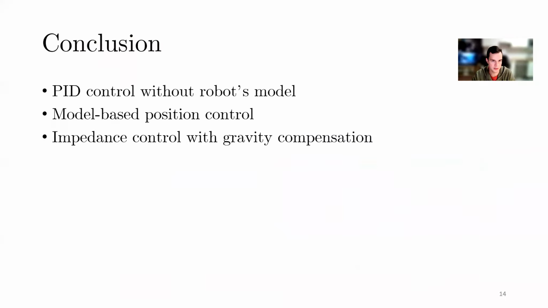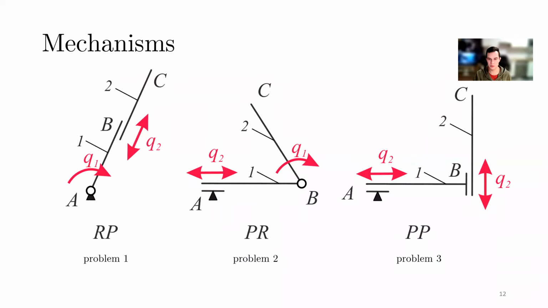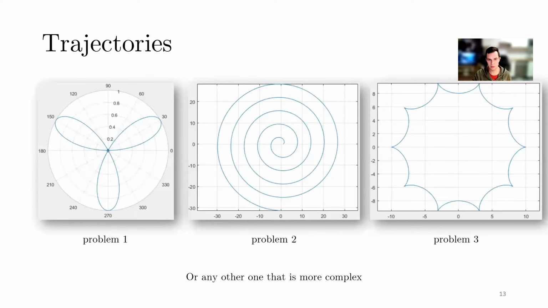Let's wrap it up with the conclusion. Here we considered three types of control. I gave you an explanation of the elaborated example that you will be provided, and your task is to create the models of different kinds of planar robots, to derive the control, and to implement the simulation, so that your robot follows those trajectories.